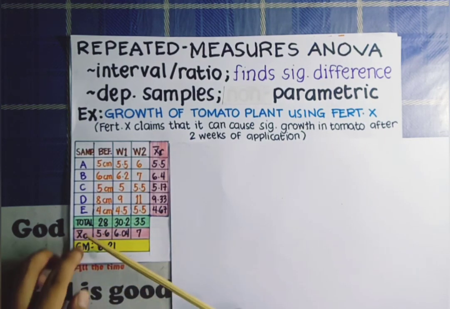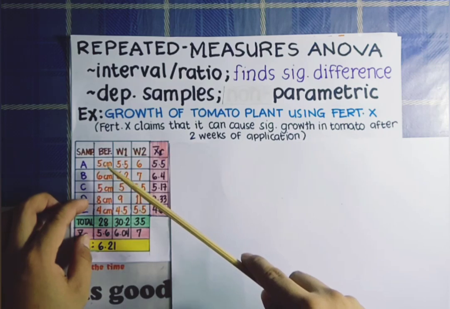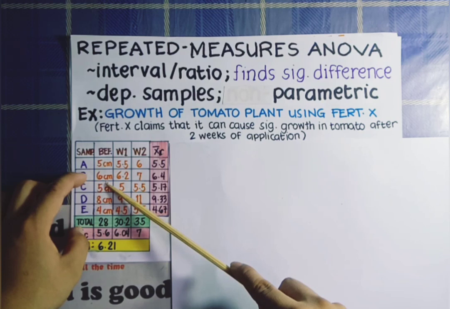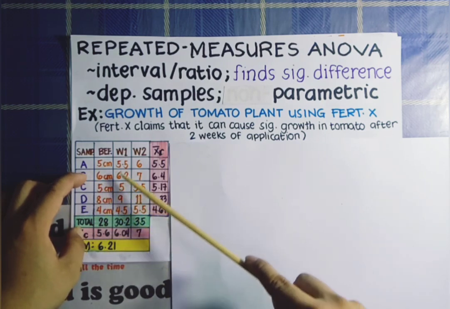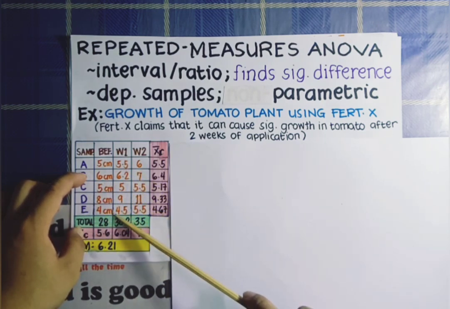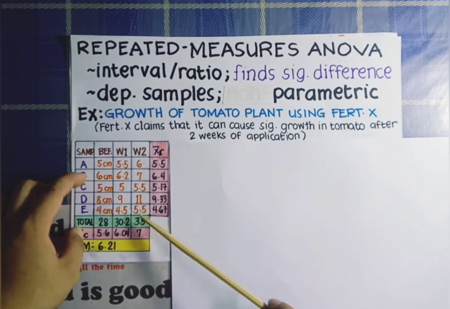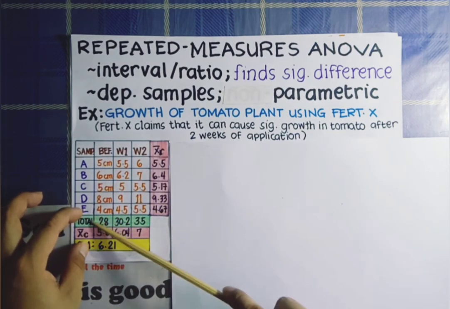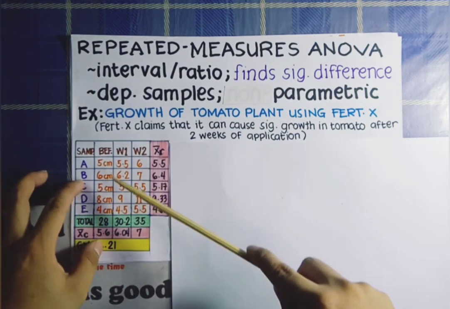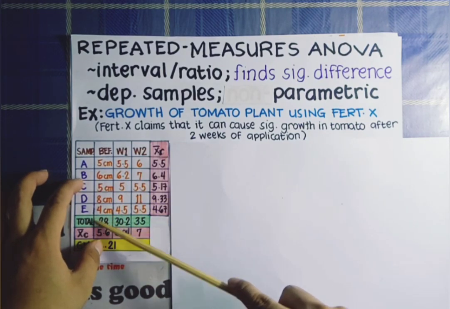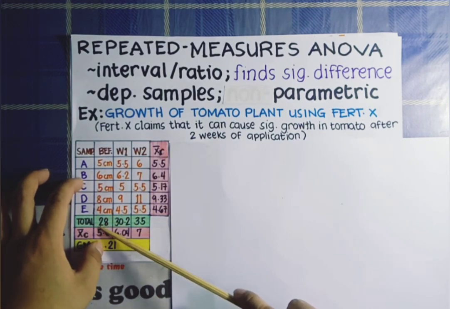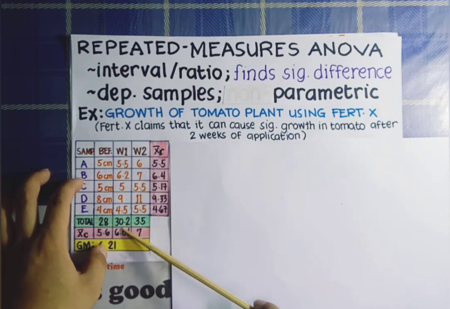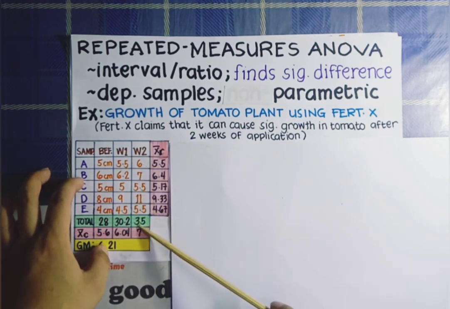Now we also obtained the total for each column. Like for column number 1, or the before column, we have here 5 plus 6 plus 5 plus 8 plus 4, and that's 28. For week 1, that's 30.2, and for week 2, that's 35. And we also obtained the mean for each column. So that's 28 divided by the number of data in the first column, which is 1, 2, 3, 4, 5. So 28 divided by 5 is 5.6. For column number 2, the mean is 6.04. And the mean for column number 3 is 7.